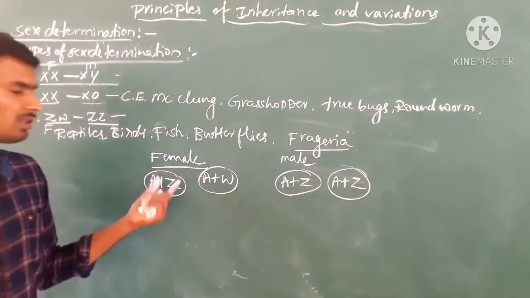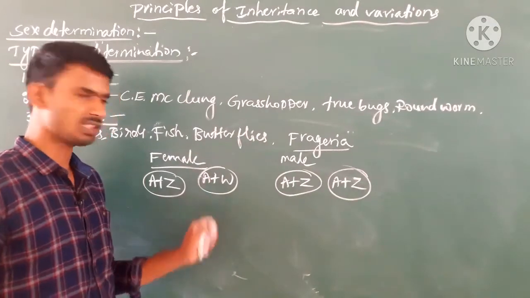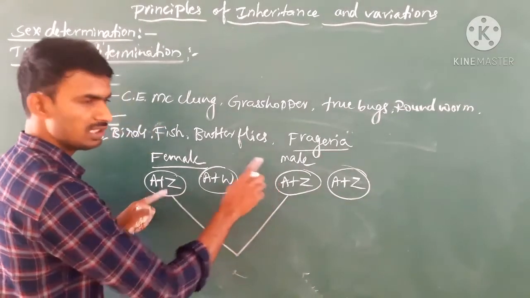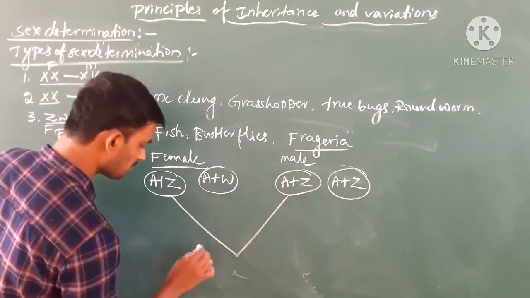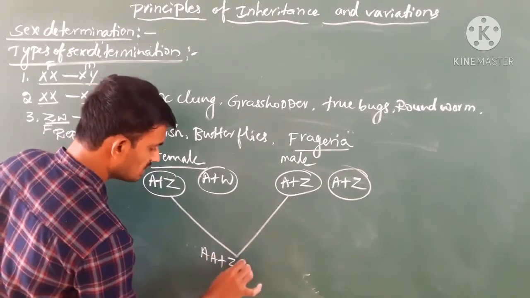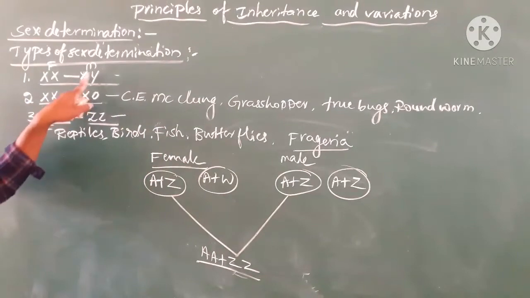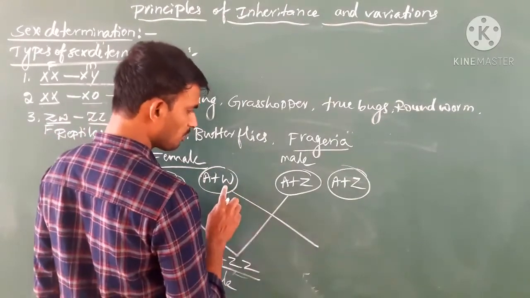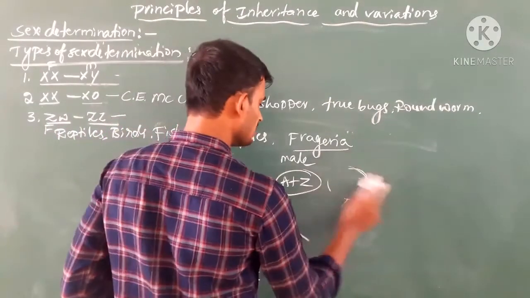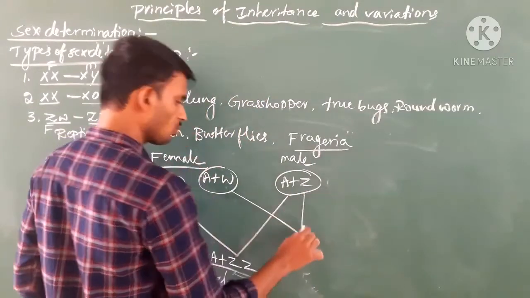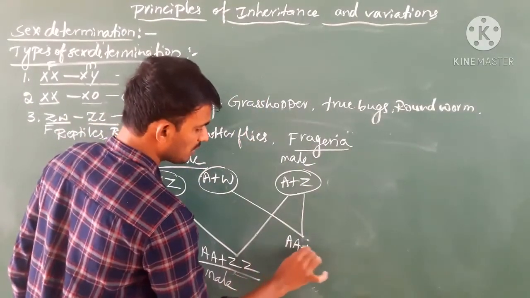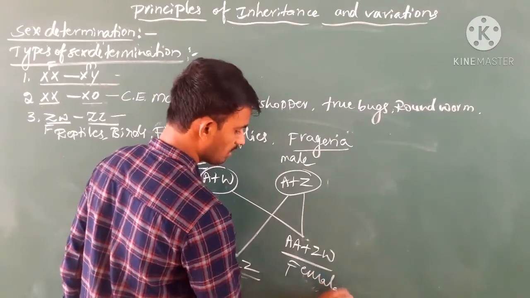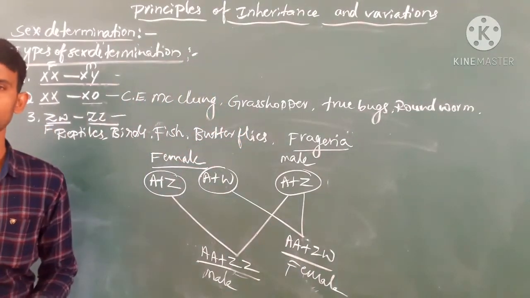That means the females are the decider, or the establishment of the sex. If the egg cell carrying the Z type of sex chromosome fertilizes with the sperm cell, autosomes plus ZZ is developed, that is, a male is produced. If the egg cell carrying the W type of sex chromosome fertilizes with the Z type of sex chromosome of the sperm cell, autosomes plus ZW is obtained. That is a female. This is the type of sex determination.